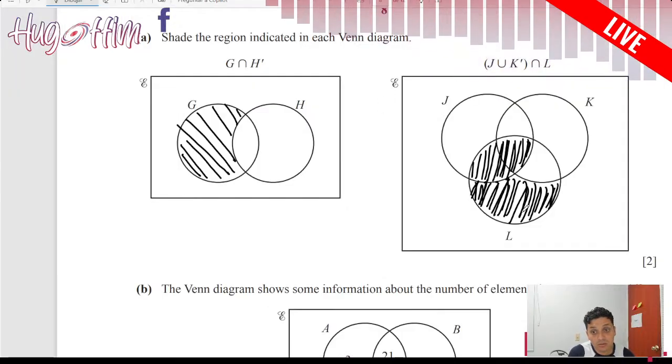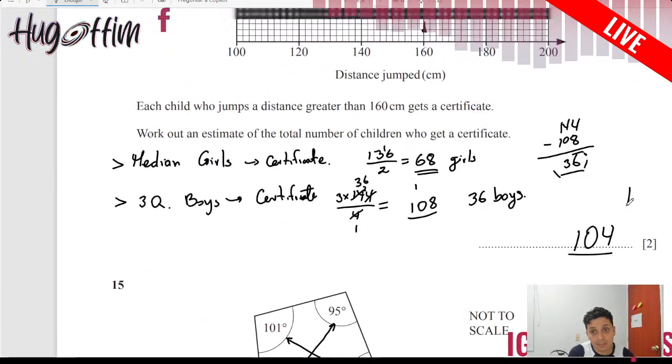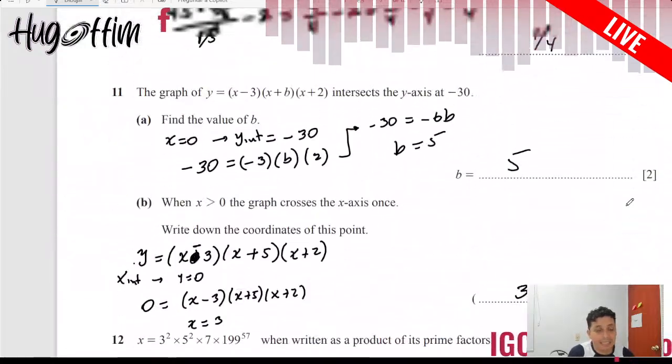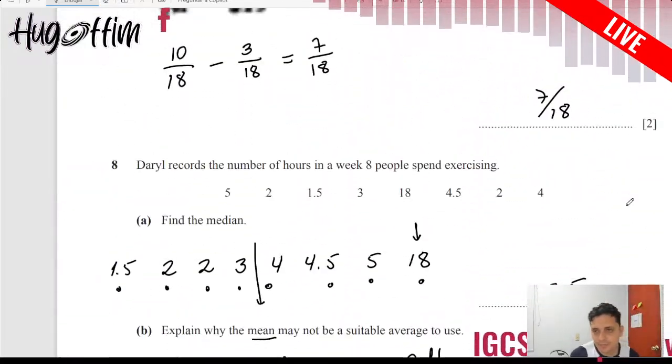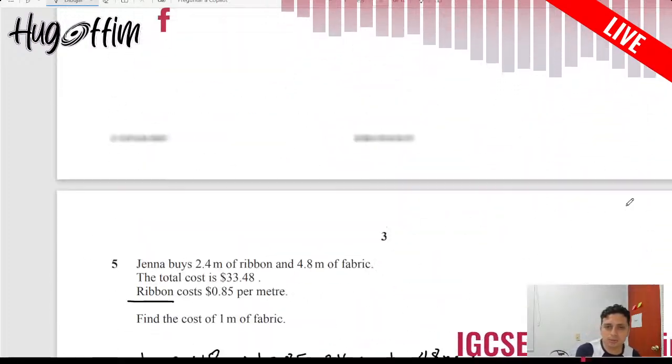So I lost 3 marks out of 70. 67. 67 marks. Oh my god. How did I make this possible?